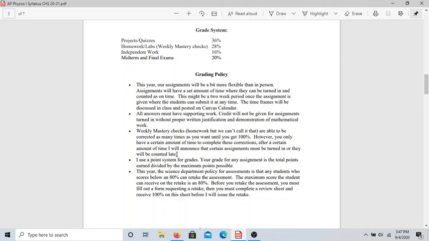Okay? Now, before you retake the assessment, you're going to have to fill out a form that first requests a retake. It'll be a Google form online. I'll set that up when we get closer to the time we take quizzes. You're going to have to complete a review sheet as well, and you're going to have to get the review sheet completely right before I will give you the retake.